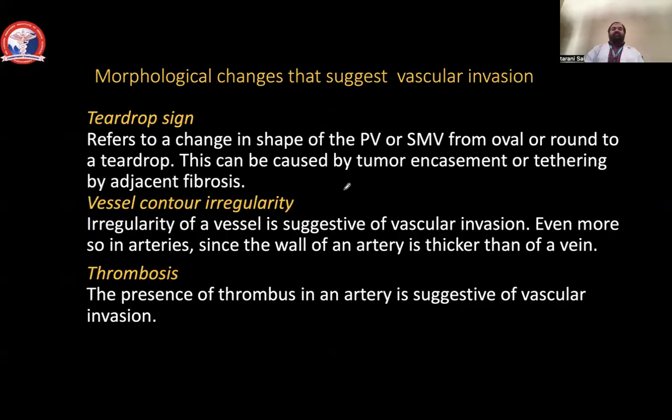Morphological changes that suggest vascular invasion. Teardrop sign. It refers to the change in shape of the portal vein or superior mesenteric vein from oval or round to teardrop. This can be caused by tumor encasement or tethering by adjacent fibrosis. Vessel contour irregularity. Irregularity of a vessel is suggestive of vascular invasion, even more so in arteries, since the wall of the artery is thicker than the vein. Thrombosis. The presence of thrombus in the artery is suggestive of vascular invasion.